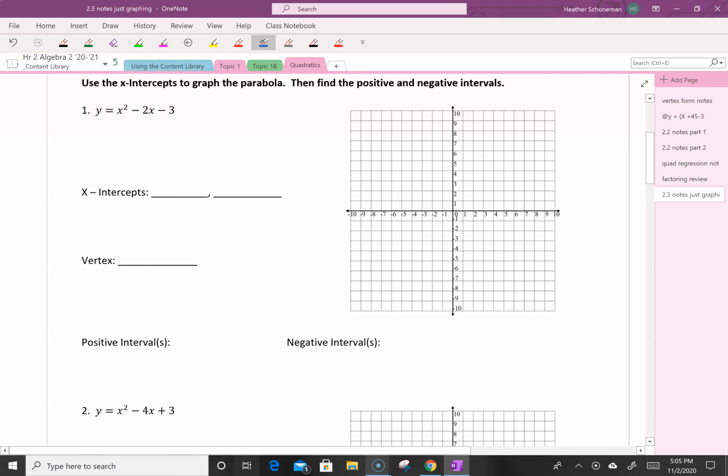But the x-intercepts are when y is 0. So we're going to plug in 0. And then from here, we are going to solve this equation. And we are going to solve it by factoring.